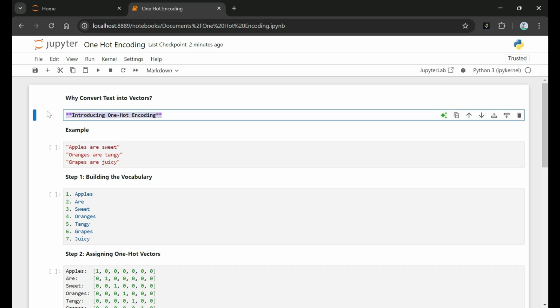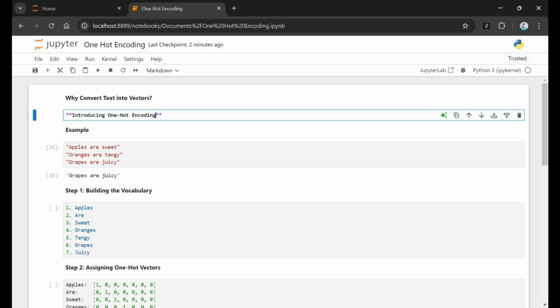So let me introduce you all to one-hot encoding. What exactly is one-hot encoding? Imagine you have a pet parrot who can only understand sequences of zeros and ones. Each word in your text is represented as a vector of zeros with a single one in the position corresponding to that word. This way, each word gets its own unique representation.